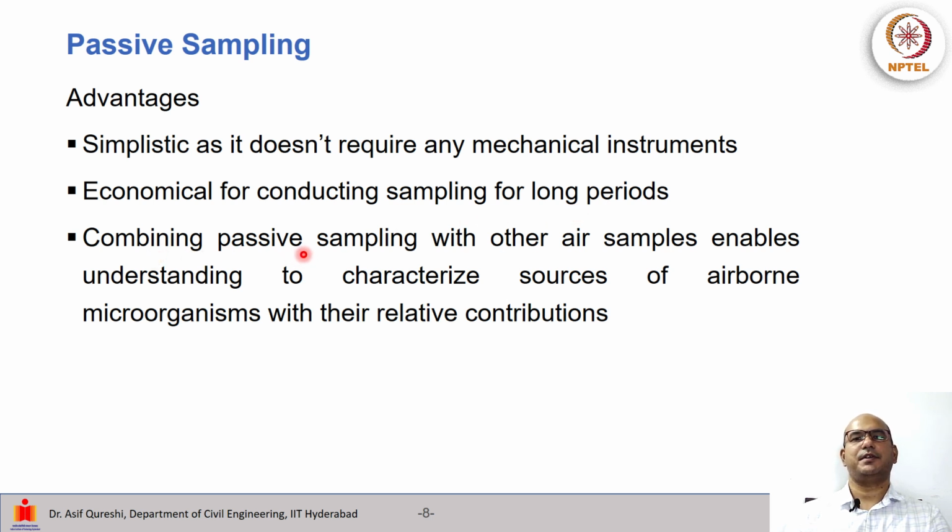Combining this passive sampling approach with other air samples can also allow us to understand or characterize sources of airborne microorganisms with their relative contributions. So we can use plate techniques or these passive sampling techniques and other techniques and combine the information to even better characterize what are the sources and how important they are with respect to one another.